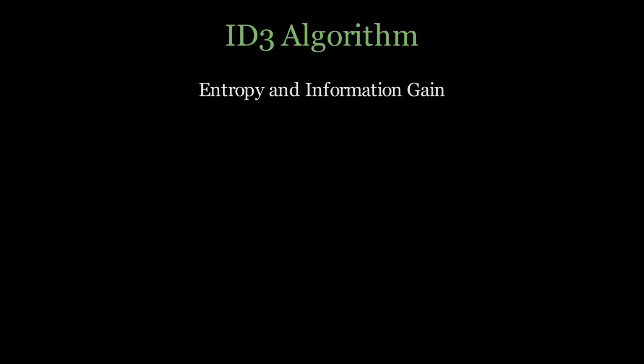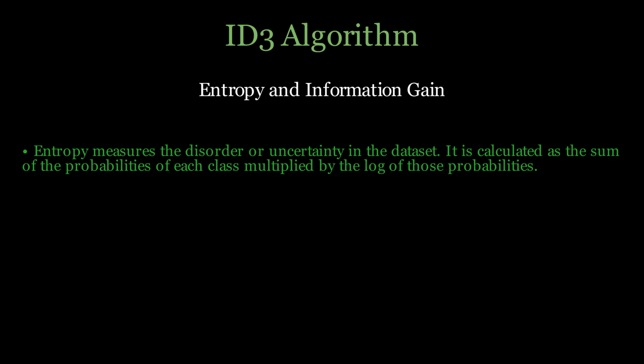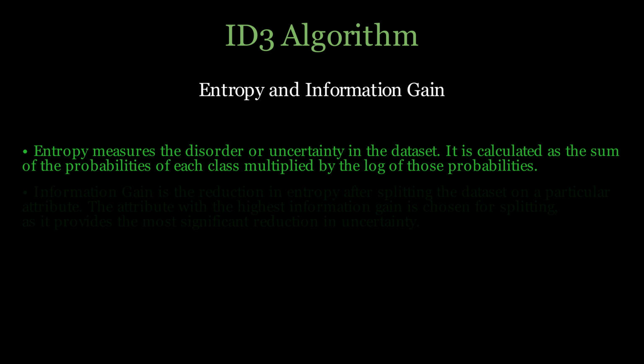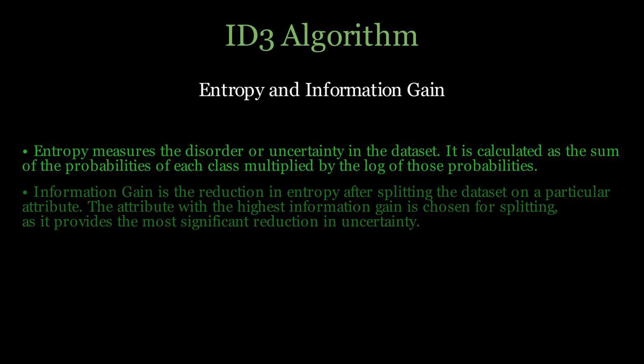Entropy and information gain. Entropy measures the disorder or uncertainty in the dataset. It is calculated as the sum of the probabilities of each class multiplied by the log of those probabilities. Information gain is the reduction in entropy after splitting the dataset on a particular attribute. The attribute with the highest information gain is chosen for splitting, as it provides the most significant reduction in uncertainty.